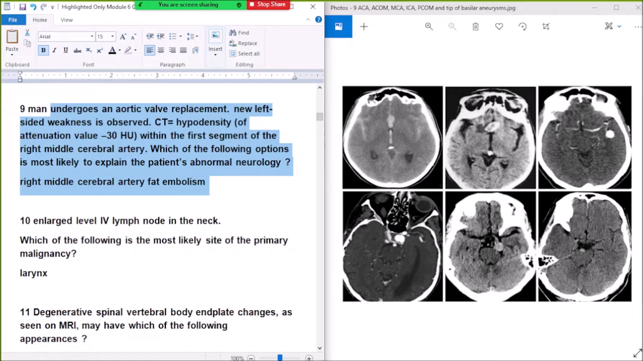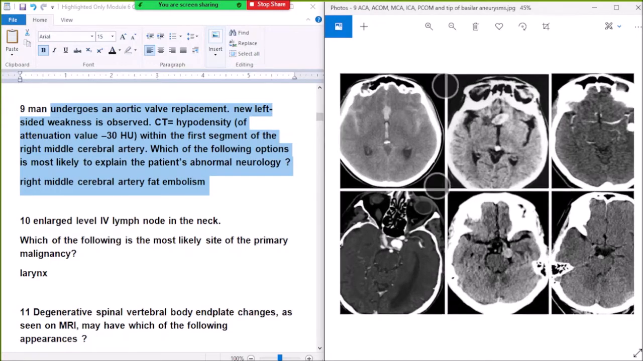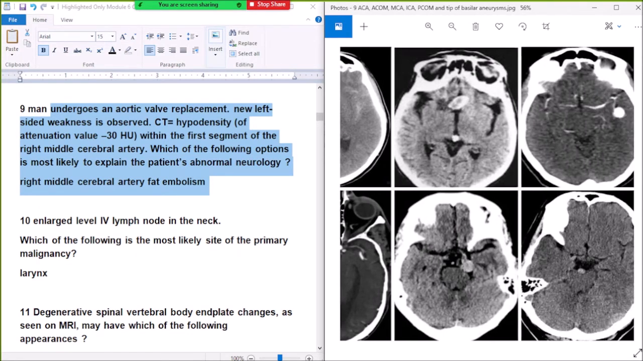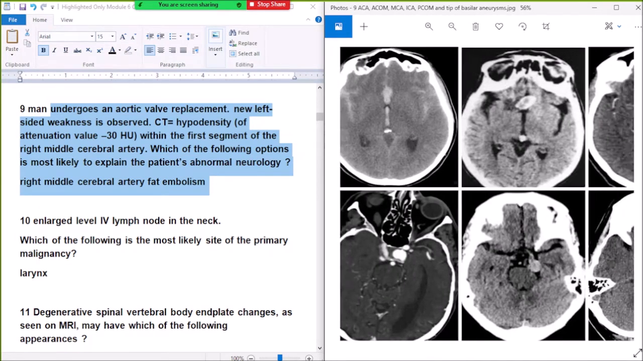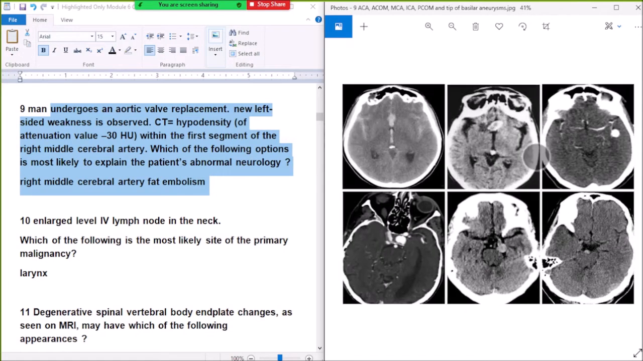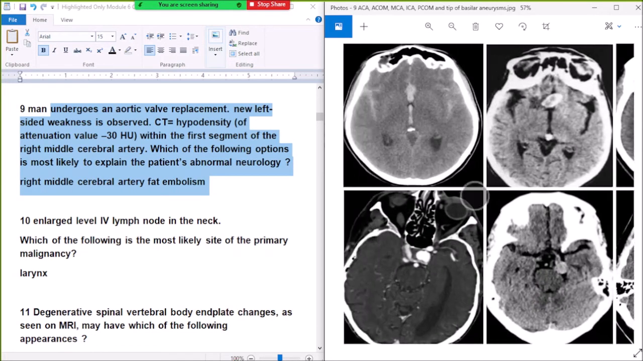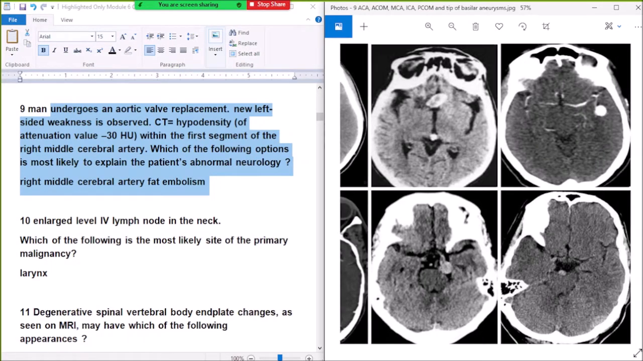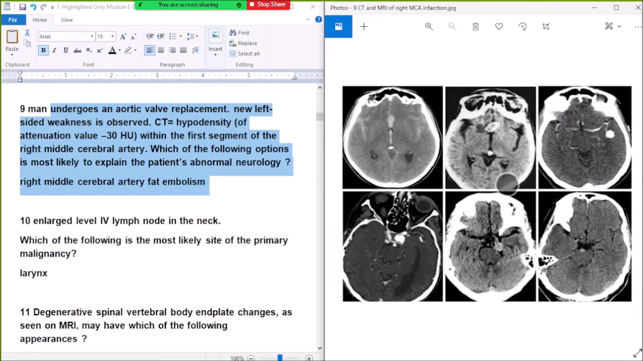Aneurysms: anterior communicating artery aneurysm, anterior cerebral artery aneurysm, middle cerebral artery aneurysm, internal carotid artery aneurysm, posterior communicating artery aneurysm, and tip of basilar artery aneurysm. They're all aneurysms.